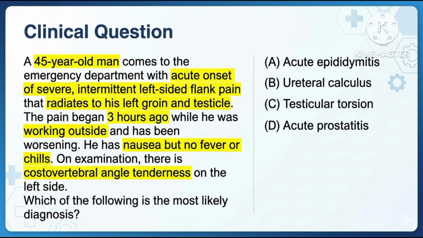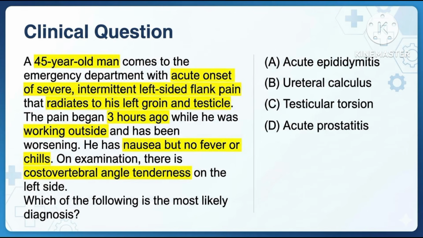Read this clinical scenario. 45-year-old man presents in emergency department with symptoms of severe left-sided flank pain radiating to his groin. Pain began 3 hours ago. Patient has nausea but no fever or chills. There is costovertebral angle tenderness on left side. What is the most likely diagnosis?